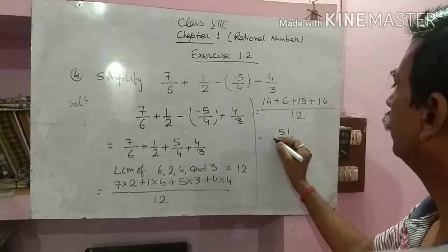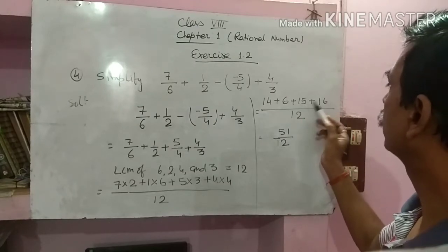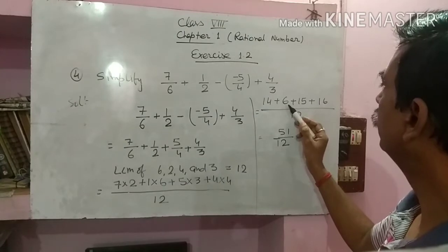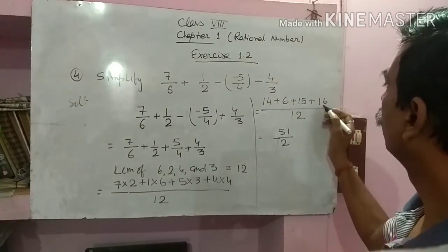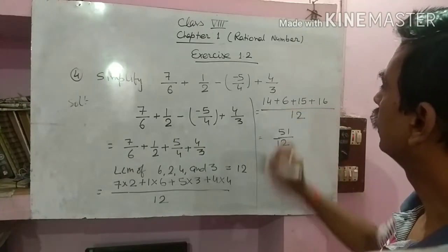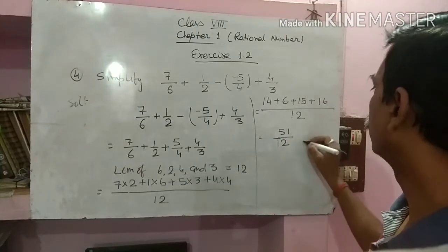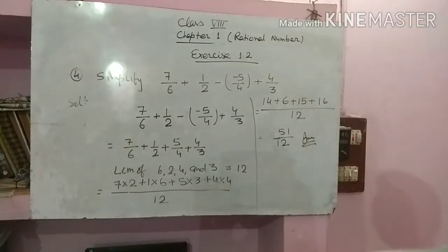So verify that one. To verify it, you can add them: 6 plus 4, 6 plus 5 is 11, plus 6 is 17, plus 4 is 21, 1 carry 2, then 1, 2, 3 and that carried 2 becomes 5. So it becomes 51 by 12. So this is the answer of question number 4. Pause the screen and write it.